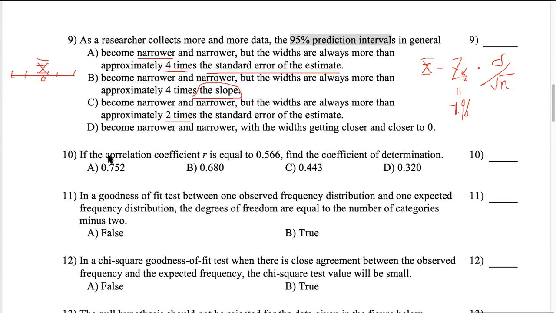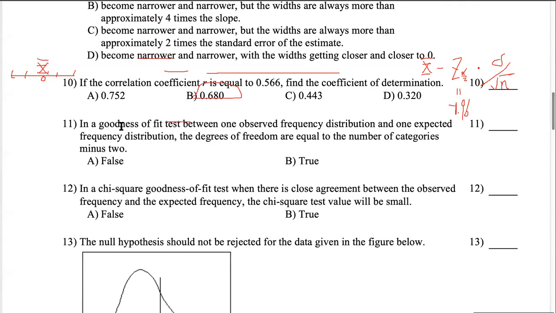Now, number 10. If the correlation coefficient R is equal to 0.566, find the coefficient of determination. What's that? That's R squared. Easy peasy. In goodness of fit test, between one observed frequency and one expected frequency, the degree of freedom is equal to the number of categories minus 2. Everybody? That's not right. Minus 1, right? We have the example, we have like 5 different flavors, right? Degree of freedom, 4.